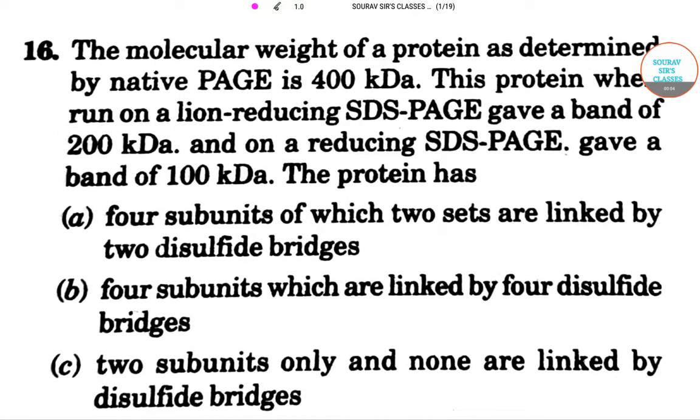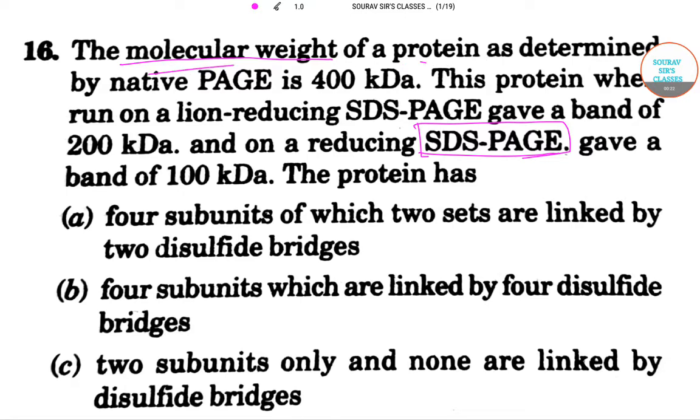Today the question is about the SDS page. Just look into the question we have asked here: the molecular weight of a protein.